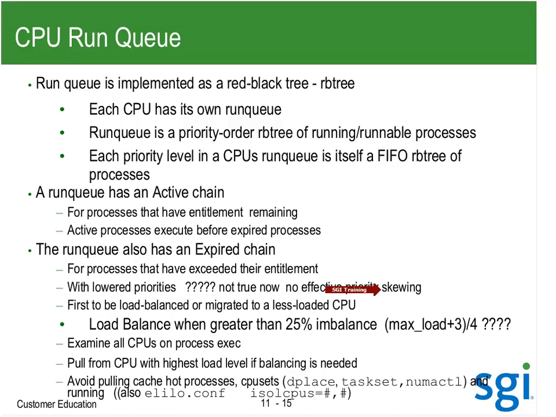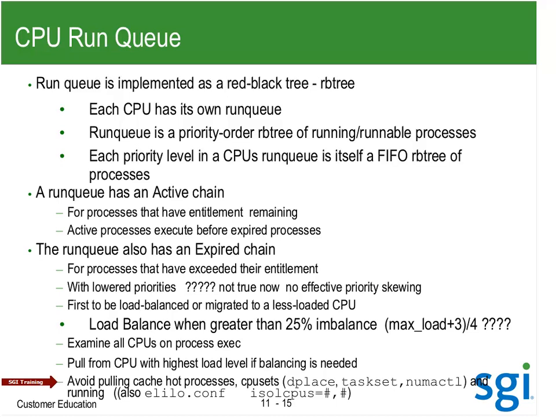But I go to the expired chain, and that's the first to be load balanced or migrated to a less loaded CPU. Basically, we load balance taking half the difference between them, when we have greater than 25% difference between load levels on the CPU. So we will examine all CPUs every time we process exec. We will pull from the CPU with the largest load level if we decide to balance.